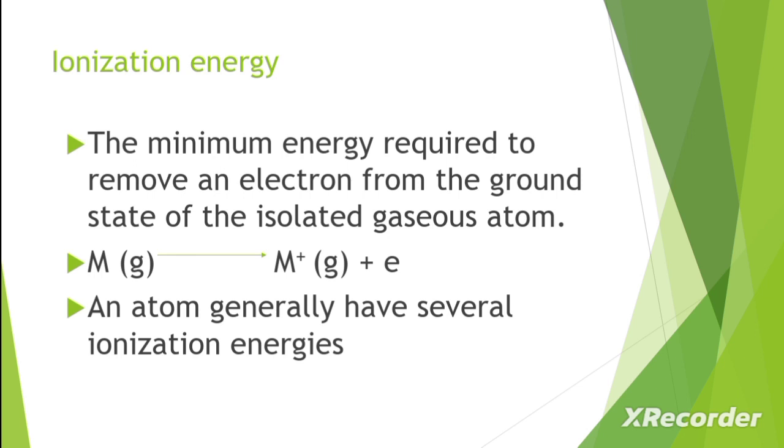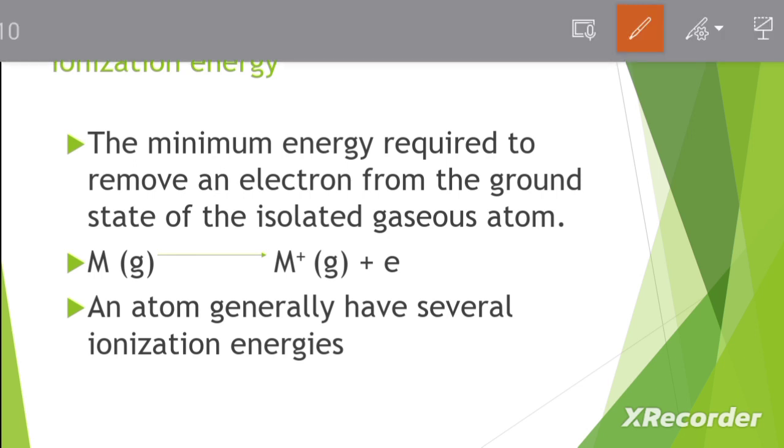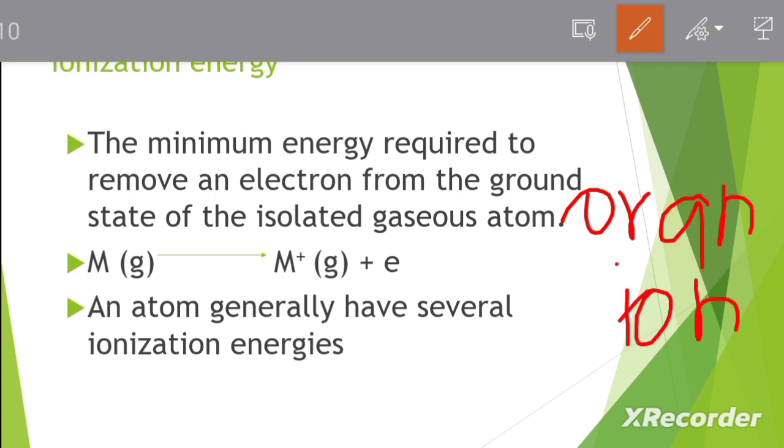In this definition it is said that ionization energy is the minimum energy required to remove an electron from the ground state of the isolated gaseous atom. I am going to modify it to "atom or ion", because we can supply ionization energies for ions also. I am going to take this ion out.